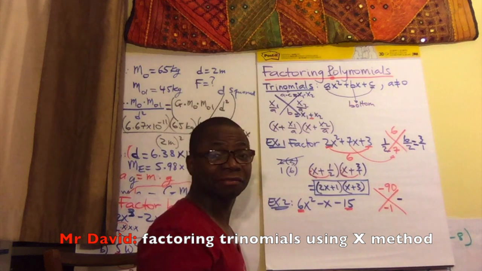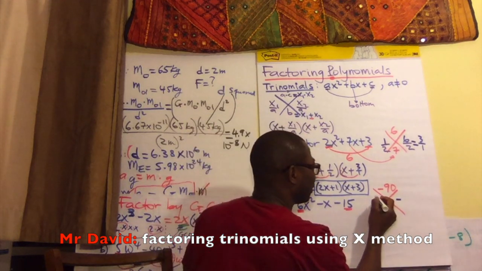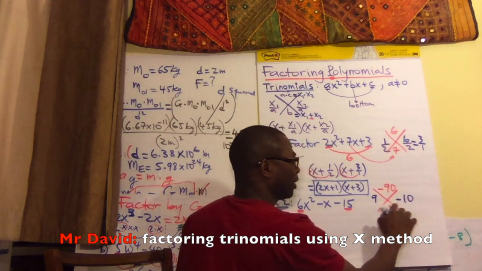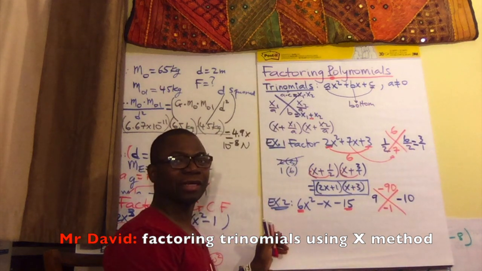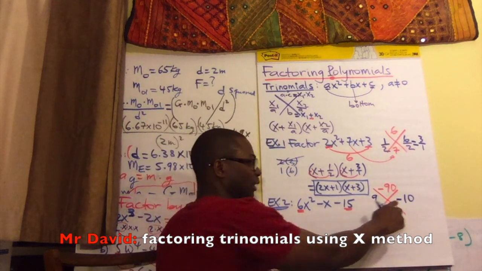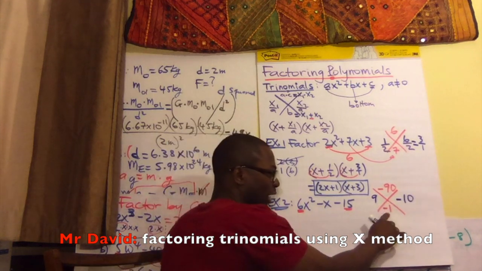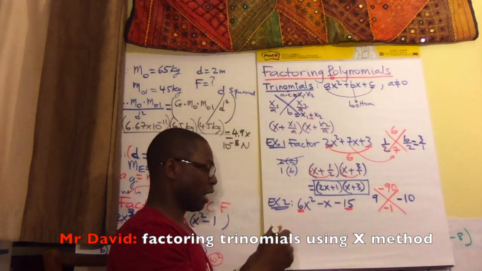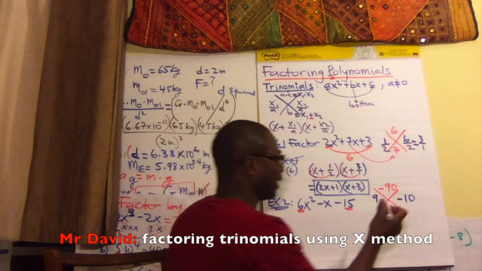9 and 10. Right? 9 times 10 works. We know it's negative 10 because 9 minus 10 is negative 1. So it's not positive 10 and negative 9. It's negative 10 because we have negative 1 here. 9 minus 10 is negative 1.